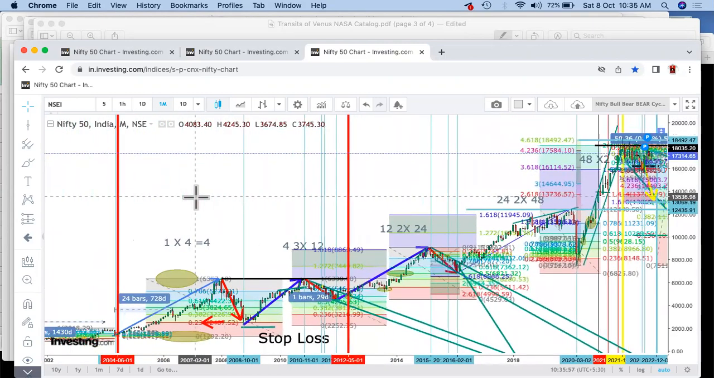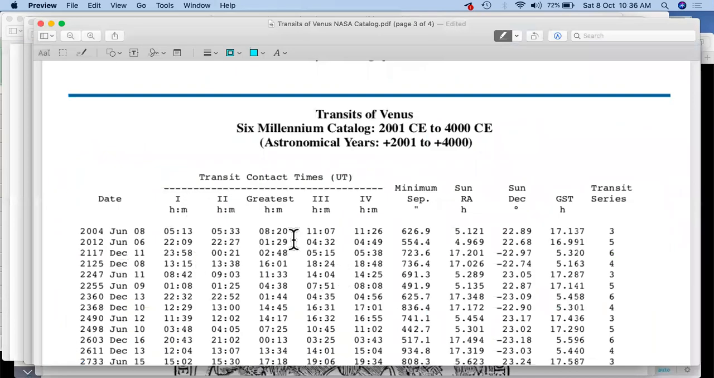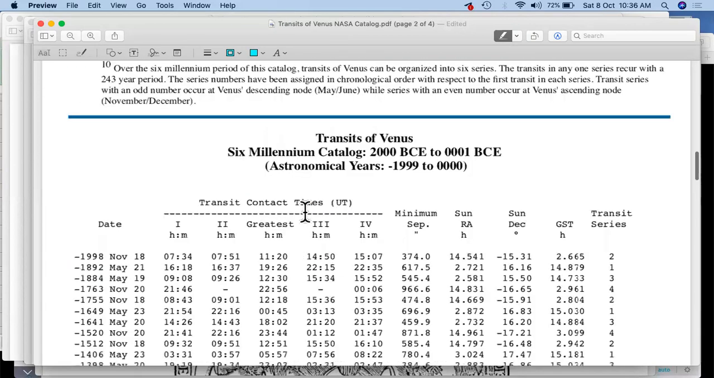So this is a wild guess, not confirmed. But yes, overall, looking at history, we find out these details. And of course, the next transit is going to be in 2117. So a long time period, probably we cannot wait for that. I'm not sure whether any of us will be alive during that time period. But yes, these are cycles. What we are seeing is the bigger cycles, right?